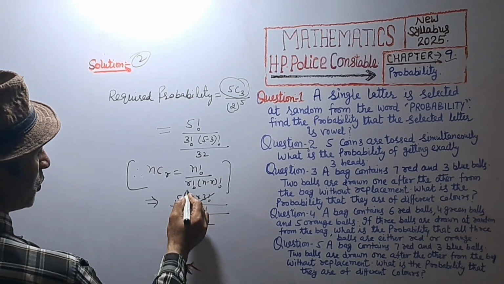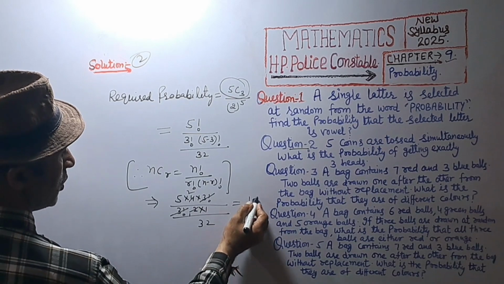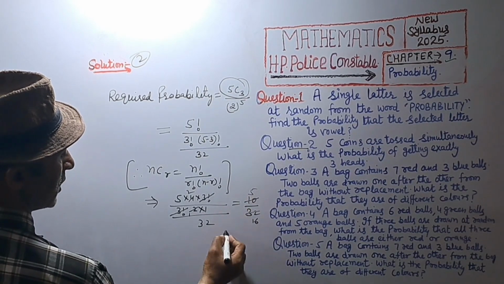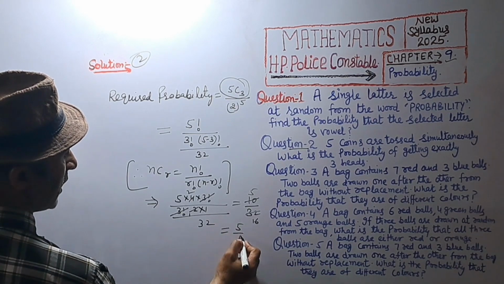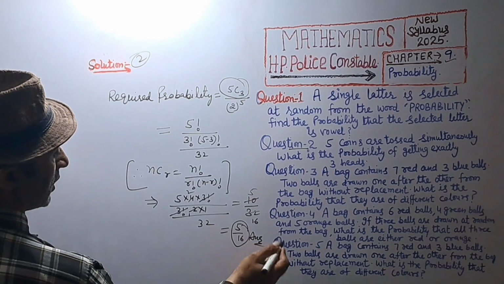2 ones are 2, 2 twos are 4, that is 10 upon 32. So 5 twos are 10 and 16 twos are 32. We get 5 upon 16. Answer.